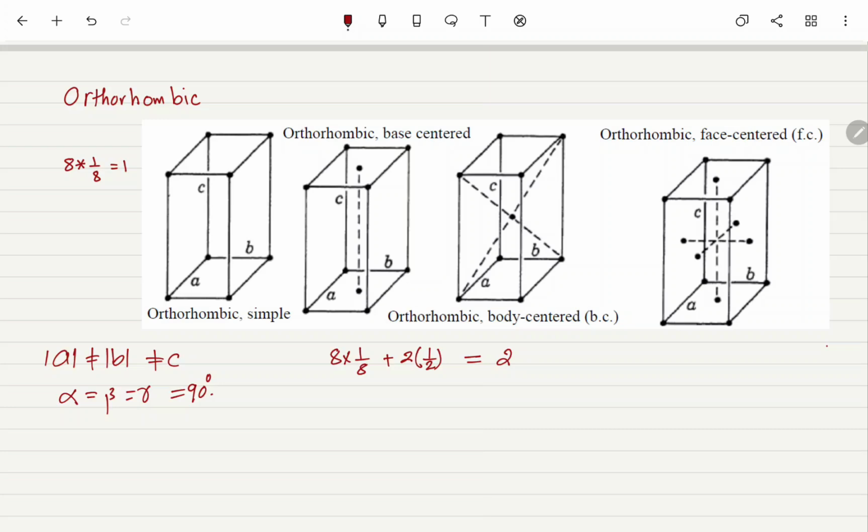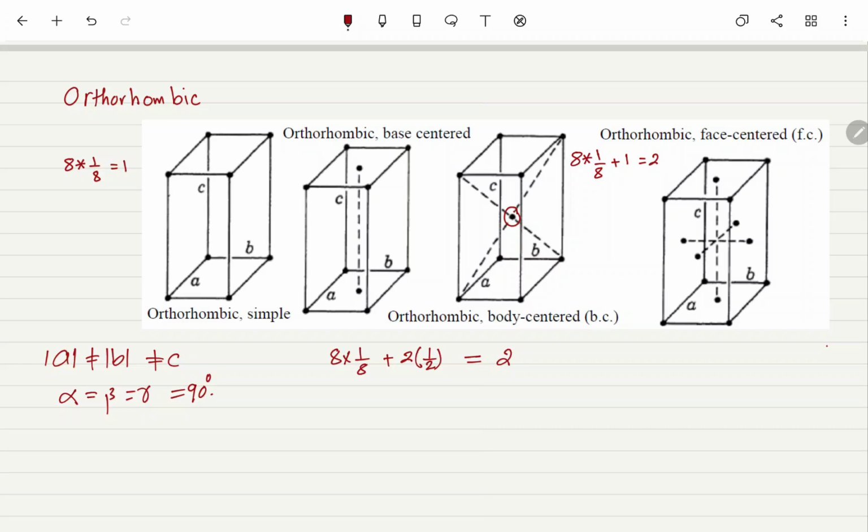The third type of orthorhombic is the body centered. In the body centered, there's an atom right in the middle of the structure, and the number of atoms sharing this cell is equal to 8 times 1/8, same as before, plus a complete 1 right in here. It's equal to 2.